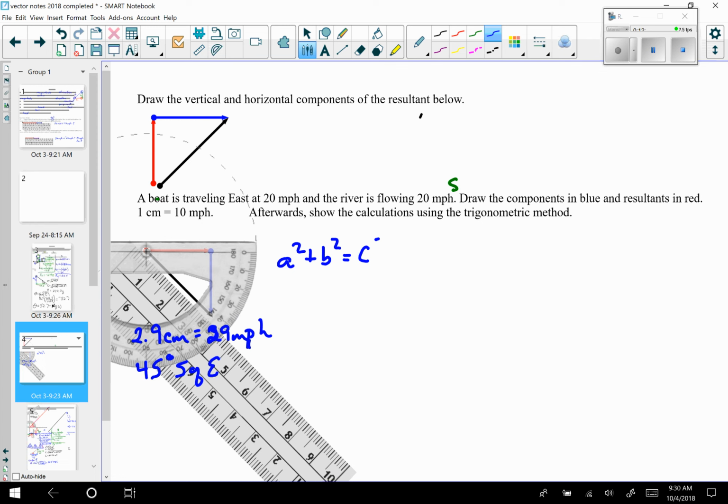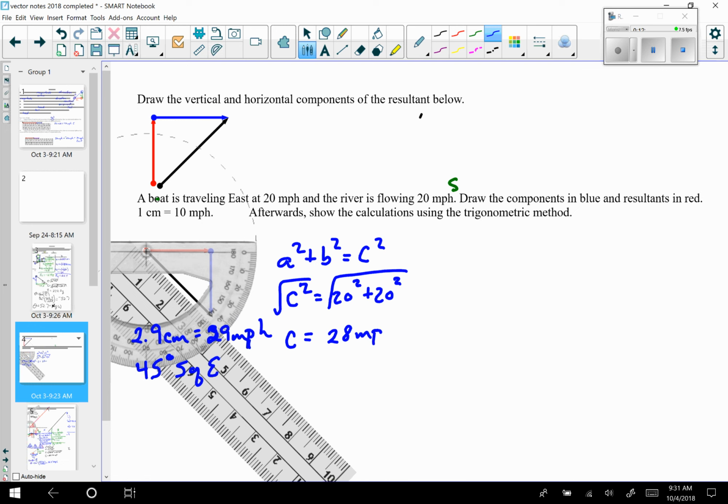So if I want to know how fast that boat's going to be moving, I'm just going to simply take the square of every component. So c squared equals 20 squared plus 20 squared. And then to get just c, I'm going to take the square root of both of those. And so that means that c is about 28 miles per hour, which is roughly what we got before.